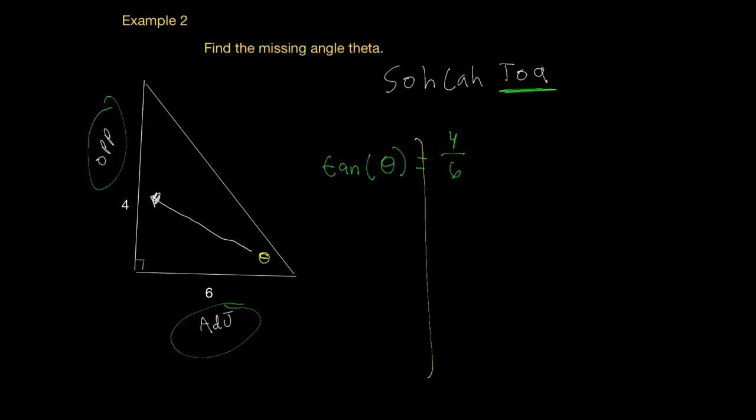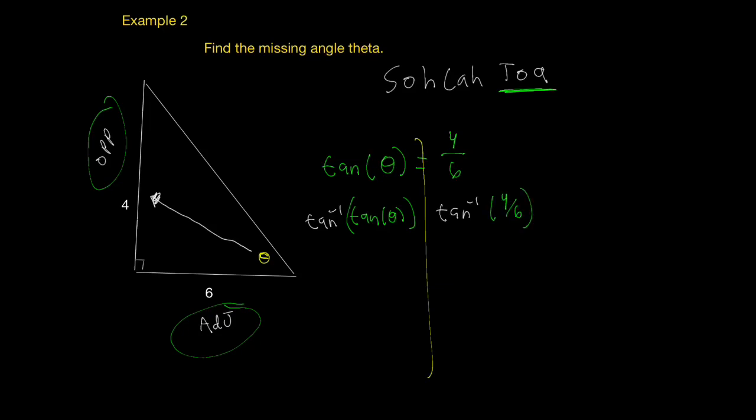So what I'm going to do here is I got to get rid of this tangent by composing the left and the right by tangent inverse. So I have tangent inverse tangent theta on the left hand side, and then I have tan inverse of 4/6.